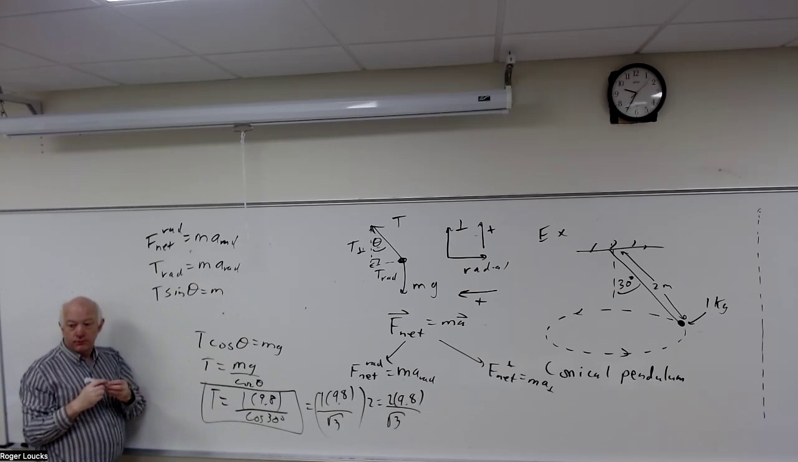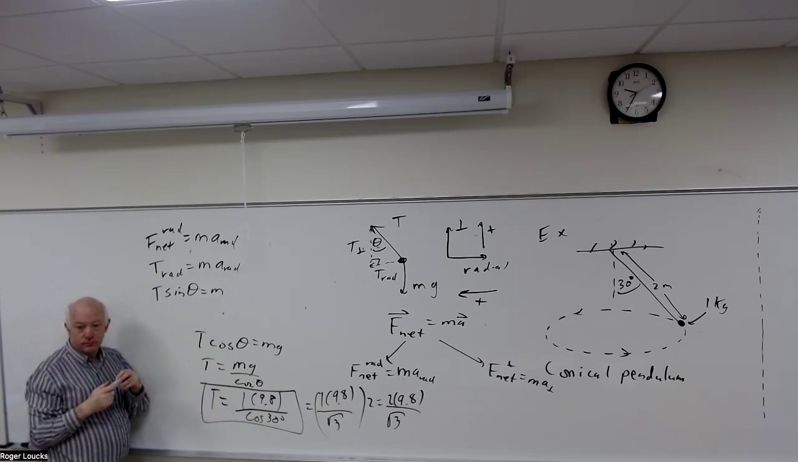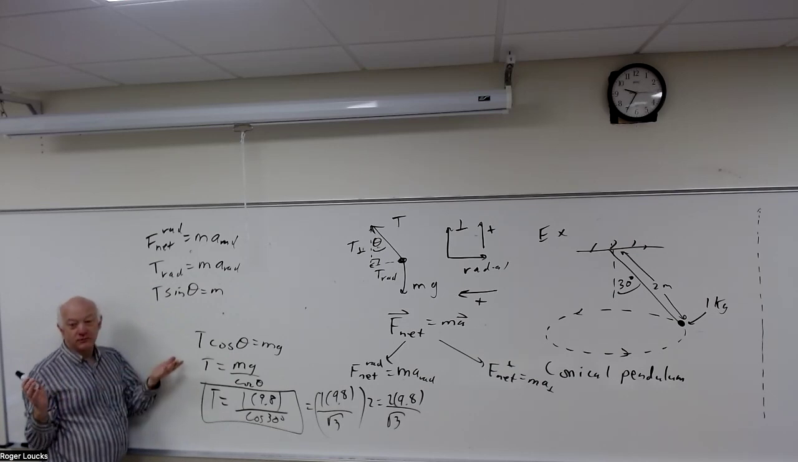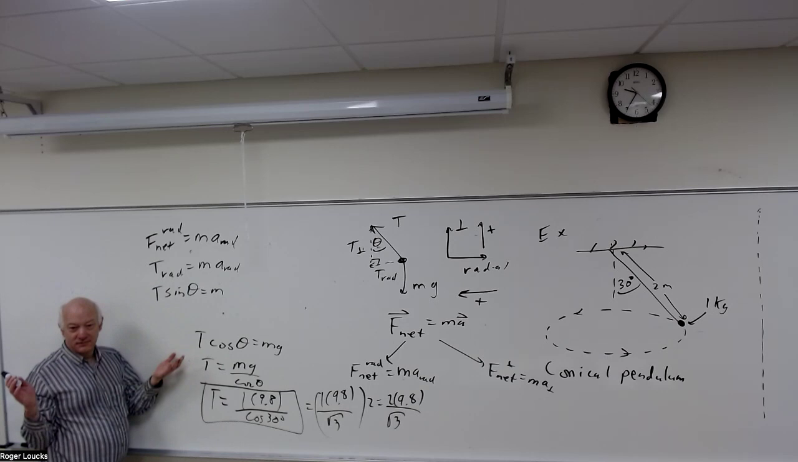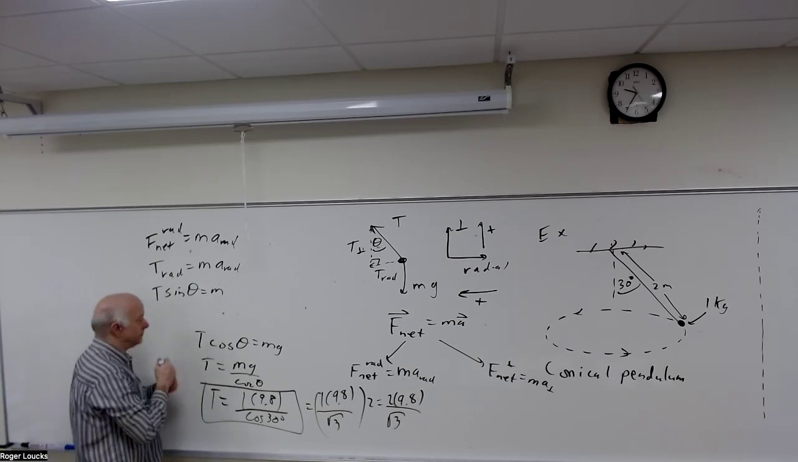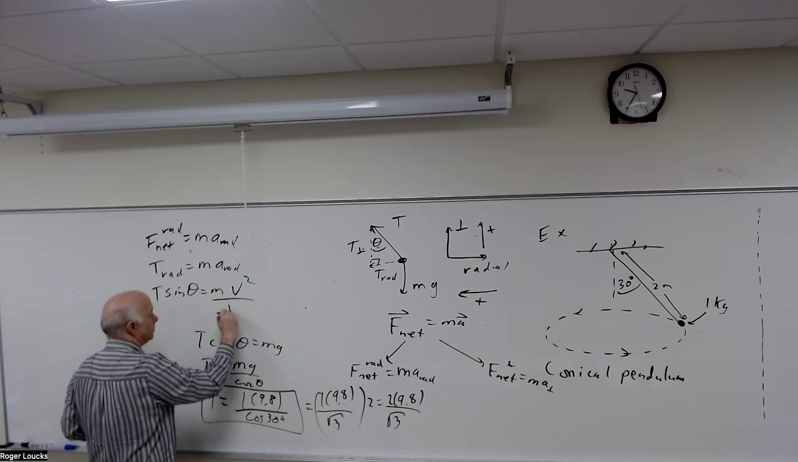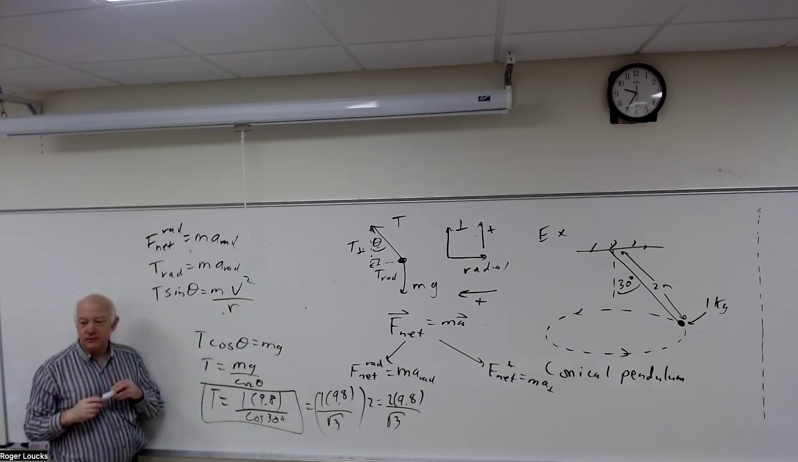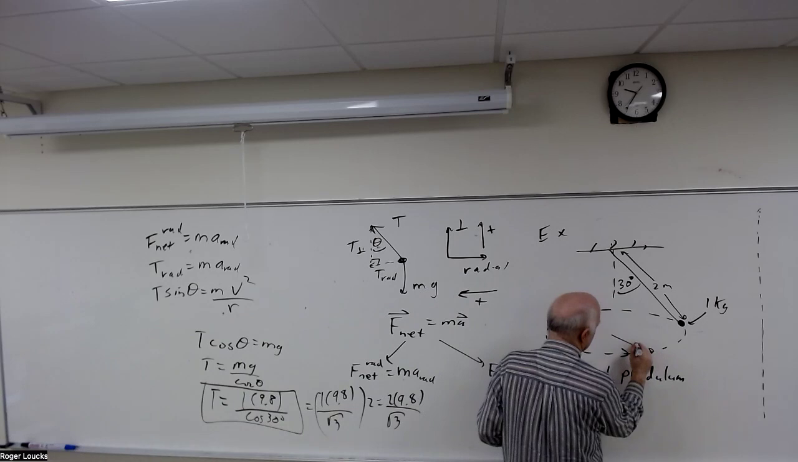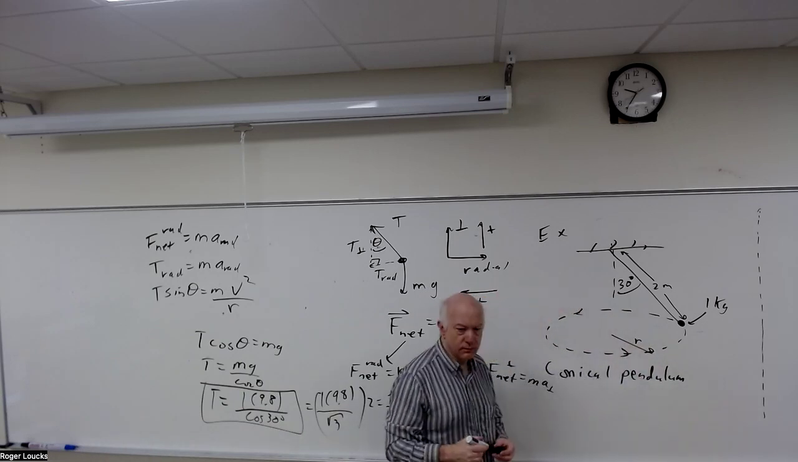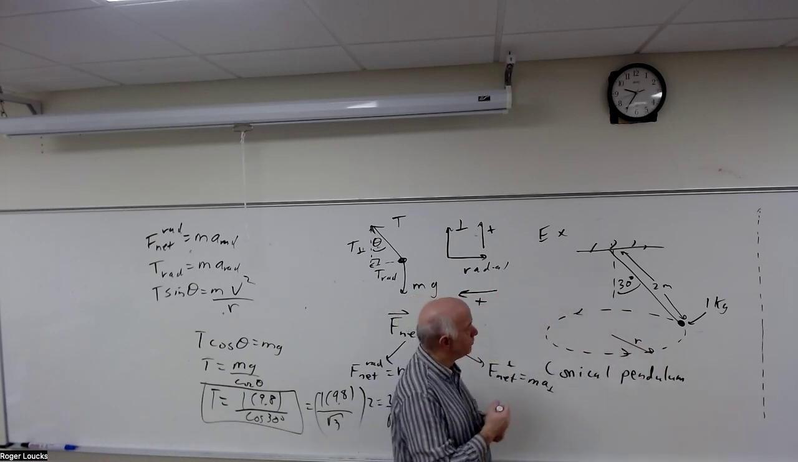What do you know about a radial? What is radial acceleration always? In circular motion, what is it always? V squared over R. What is R? R is the radius of the circle. So this is the radius here. What would that radius be in this case?